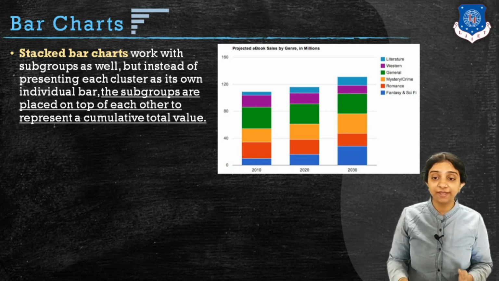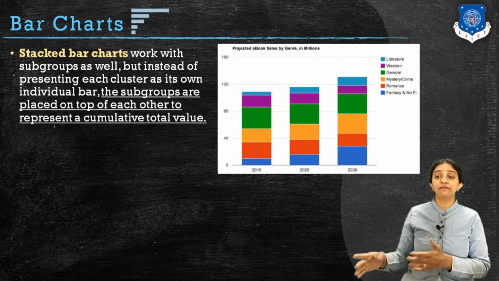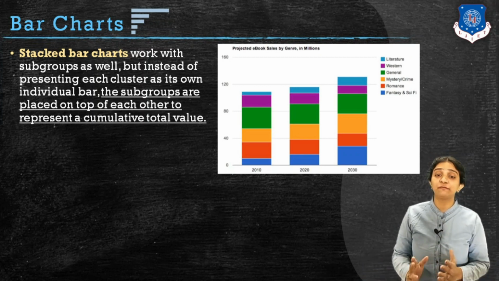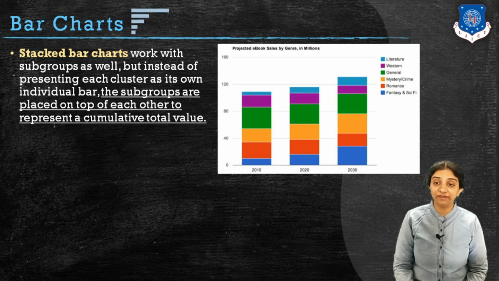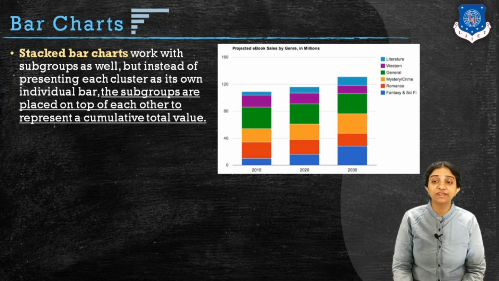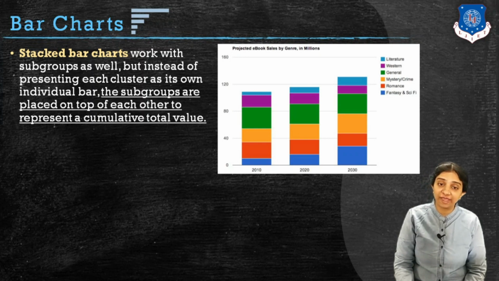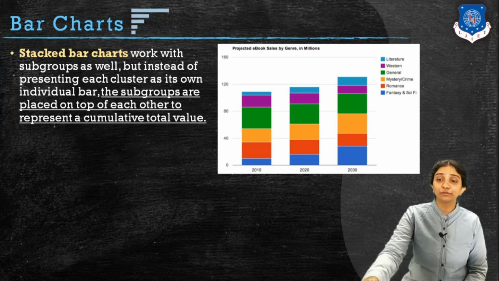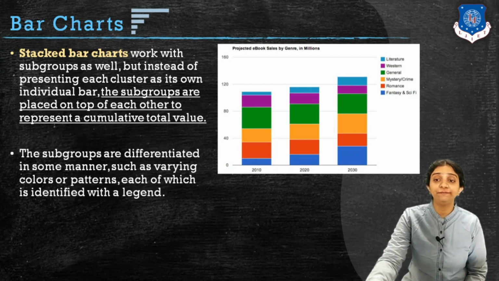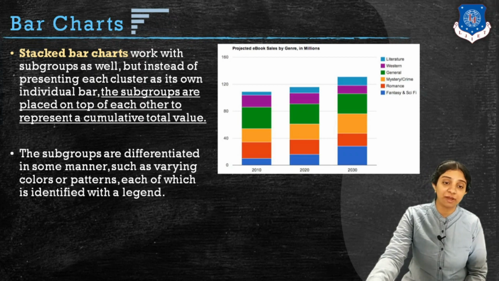Given for 2010 and 2020, from that we have estimated for 2030. So obviously you can see that sci-fi book sales have increased. We do not see so much increase in western books, the purple ones, and the green ones are general books whose sales have not increased over the span of the next 30 years. So these are the insights that we gain from the given stacked bar chart.